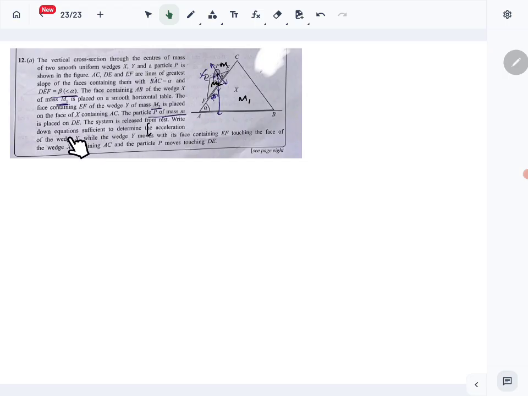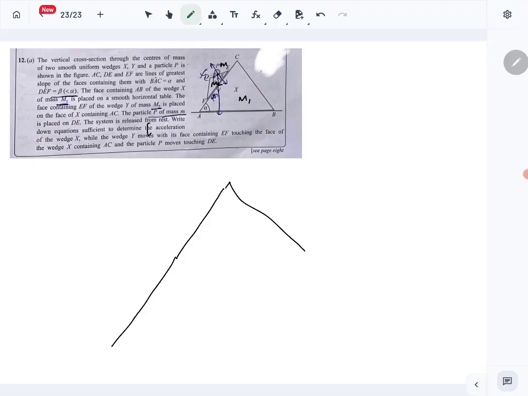Write down the equations sufficient to determine the acceleration of wedge X while the wedge Y moves with the face containing EF touching face AC, and particle P touching DE. For this one, draw a big diagram because we need to figure out the angles correctly.